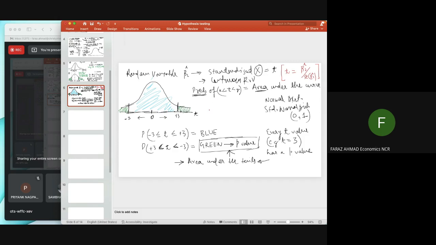So I'm referring to one value 3, t taking a value 3, and I'm talking about areas under both the tails together, the green area. That's why I said green area, because we are going to do a two tail test.